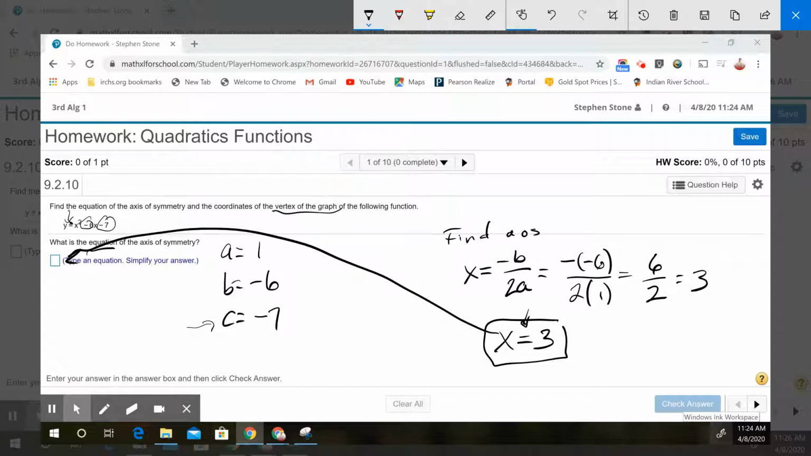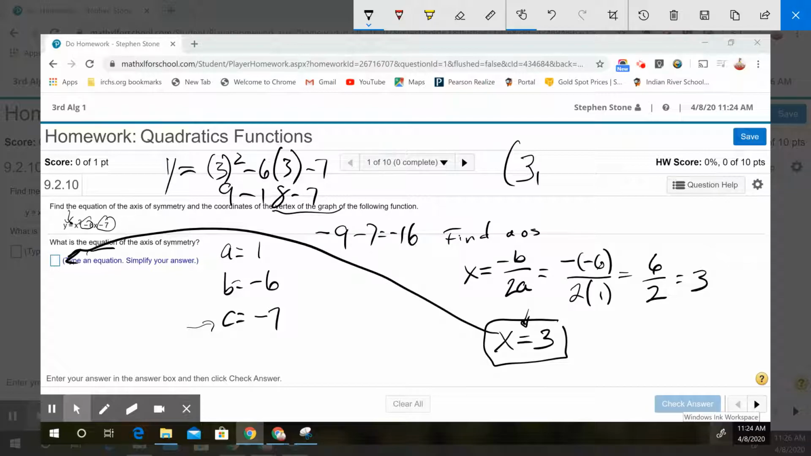And then it asks for the vertex, the next step. You already have the x value of the vertex because it's right there. The vertex will land on the axis of symmetry, so it has to have an x value of 3. You plug the 3 back into the original equation, and you'll get y equals 3 squared minus 6 times 3 minus 7. That's 9 minus 18 minus 7, and that becomes negative 9 minus 7, and that equals negative 16. So in this case, the vertex is (3, negative 16).